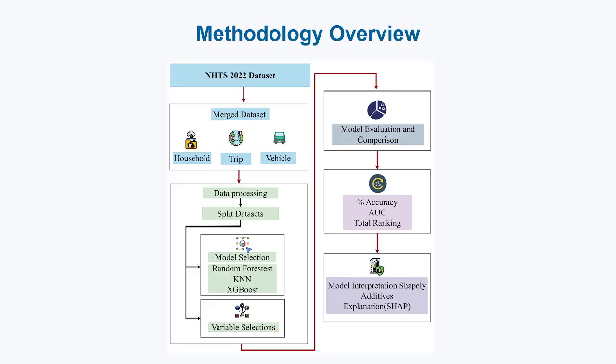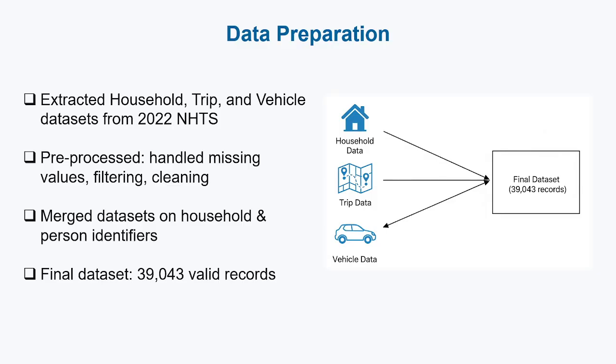This figure presents the overall workflow of our study, from data preparation to model training, evaluation, and interpretation. For data preparation, we extracted household, trip, and vehicle datasets from the 2022 National Household Travel Survey from the United States Department of Transportation. For data preprocessing, we handled missing values, and filtered and cleaned null values. Then we merged those three datasets on house ID.